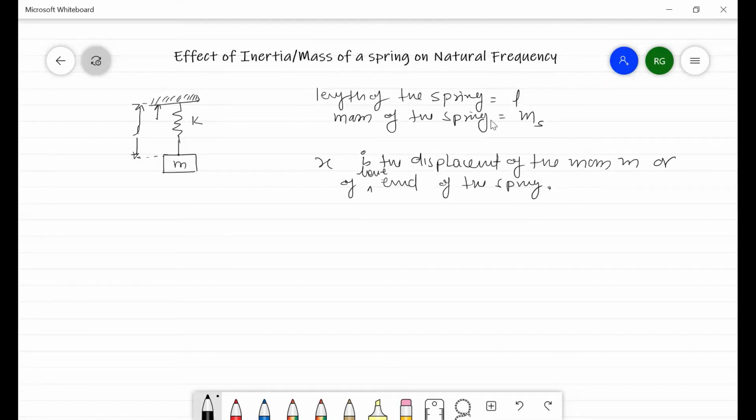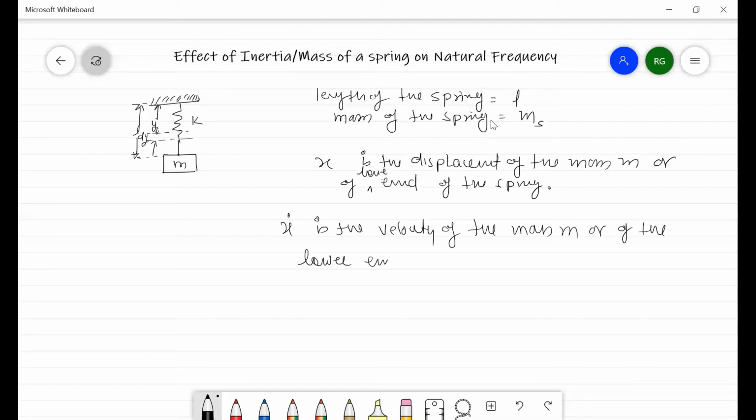Now we consider an element of length dy of this spring, at a distance y from the fixed end. So this is the element of spring of length dy, which is located at the y distance from its fixed end. Let's consider x dot is the velocity of the mass m, or we can say the velocity of the lower end of the spring.